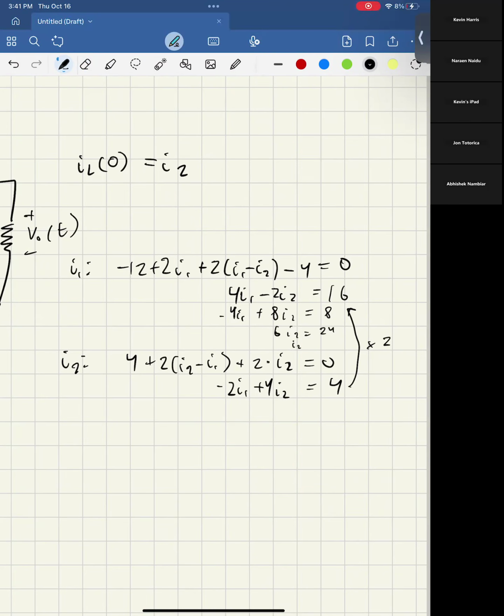So I2 equals, wait, no, I'm still messing something up. What am I doing? What's going wrong here? Because I'm supposed to be getting a different number. I think the 4 is supposed to be negative 4.